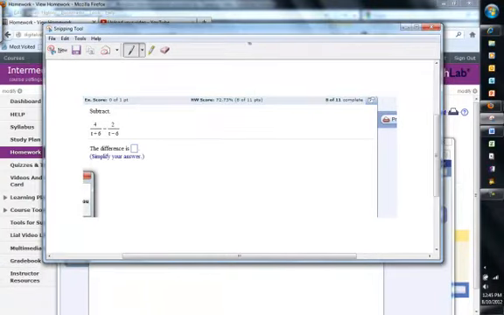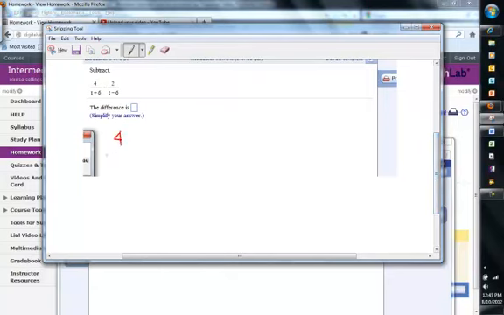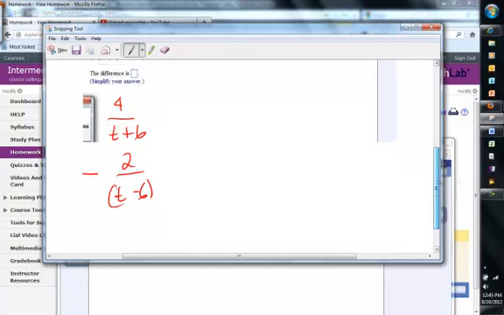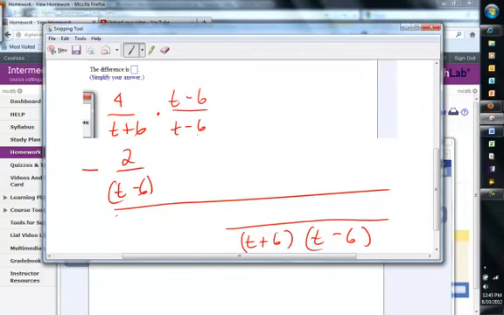All right. Let's work it vertically again. 4 over t plus 6 minus 2 over t minus 6. Now, those two denominators have nothing in common, so our common denominator is going to be t plus 6, t minus 6. This first fraction is missing the t minus 6, so we multiply top and bottom by t minus 6. The second one is missing t plus 6, so we multiply top and bottom by t plus 6.